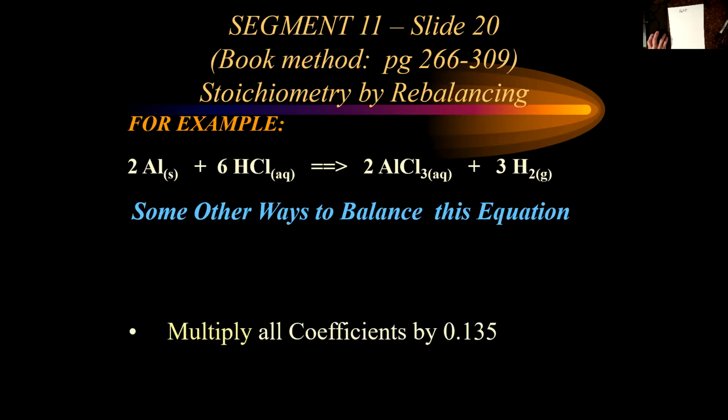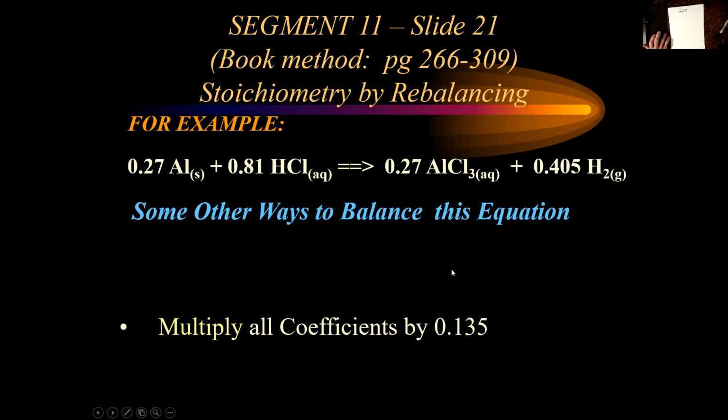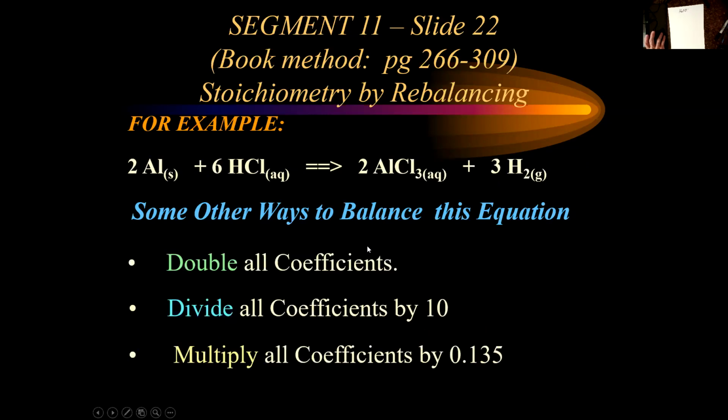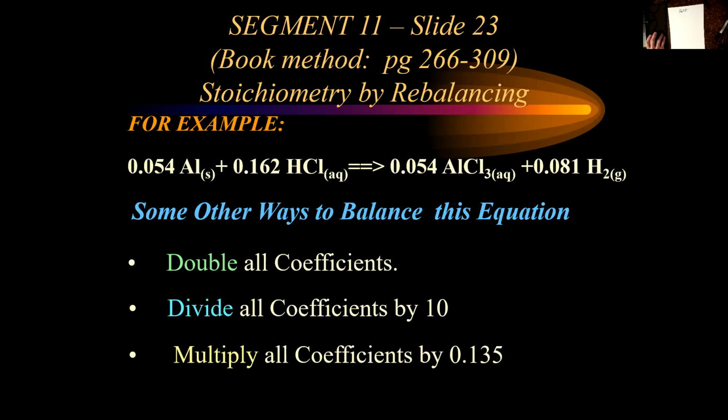I could multiply all the coefficients by 0.135. Now, I just made that up, okay? But if I did, this is what I would get. And when I look at the coefficients, sure enough, 0.27 aluminum, 0.27 aluminum, 0.81 hydrogens, and 0.2 times 0.405 would be 0.81. And so everything still balances. Now, I could do all three simultaneously. I could double the coefficients, take that result, divide by 10, take that result and multiply by 0.135. If I did that, these are the coefficients and it's still balanced.